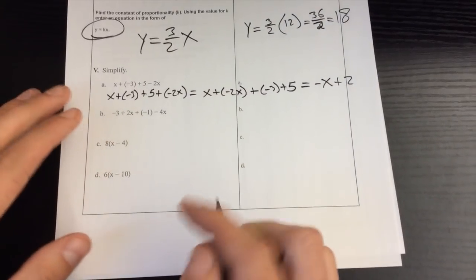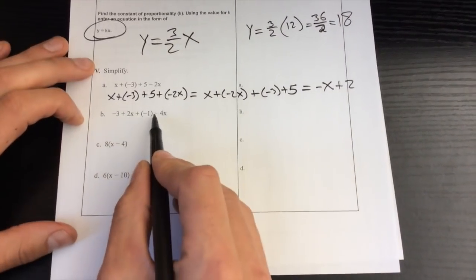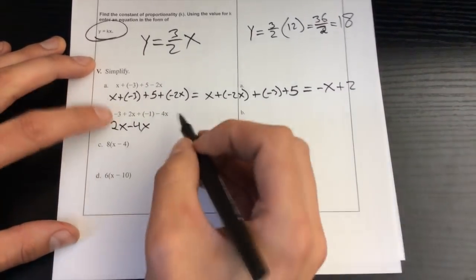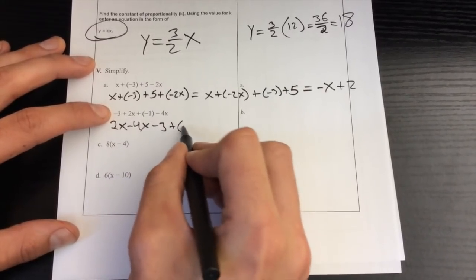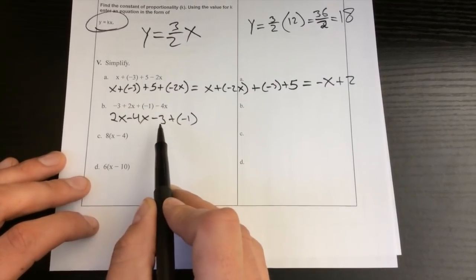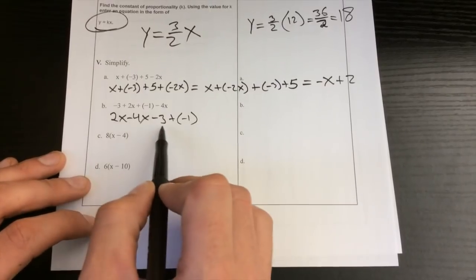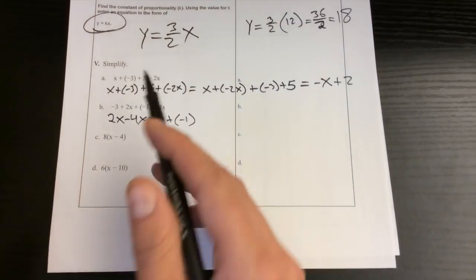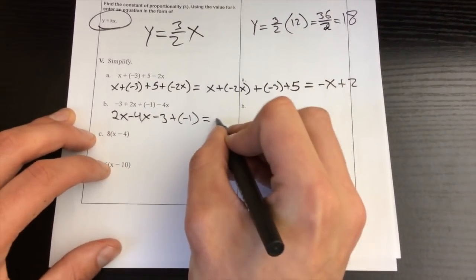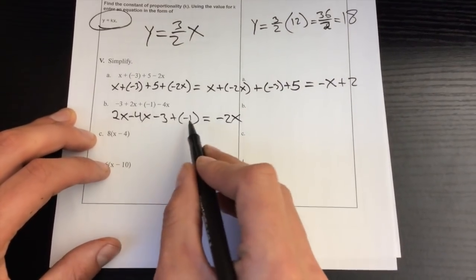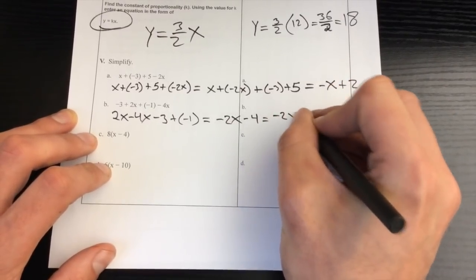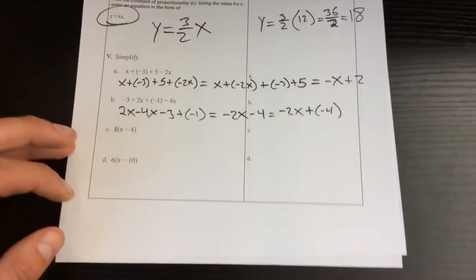On to B. Similar idea. I'm going to do this one without rewriting it though. As long as I bring the sign in front of the number with me, I'm okay. So I'm going to write this as 2x minus 4x. And then I'm going to put this -3 right here. And then plus -1. I know some students get confused because you go, wait, that's a -3 and this is a -3. But remember, it's the same thing. Adding a -3 is the same as subtracting a +3. So I can move it as long as I bring the sign in front of the number with me. 2x minus 4x gives me -2x. And -3 plus -1 gives me -4. Or if you wanted to, you could write it as plus -4. It's up to you. Both are cool.